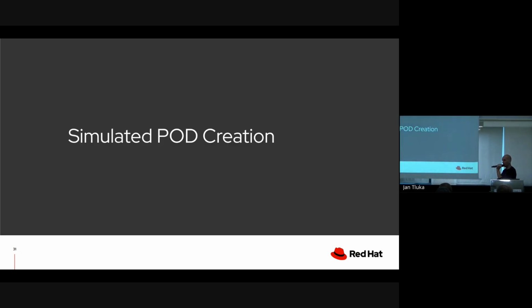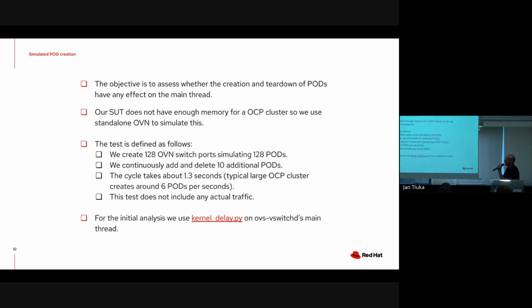Simulated pod creation. The other thing I tried to test is simulating pod creation. We didn't have enough memory to do a real OCP cluster, so I just simulated it. I had 128 pods or vSwitch ports, which should be sort of pods in the system. Then I created 10 additional pods, add 10, delete 10, and I did that constantly, which took about 1.3 seconds per run, which I think is in line with what the Kubernetes cluster will do, which is roughly 6 pods per second or so, I was told.